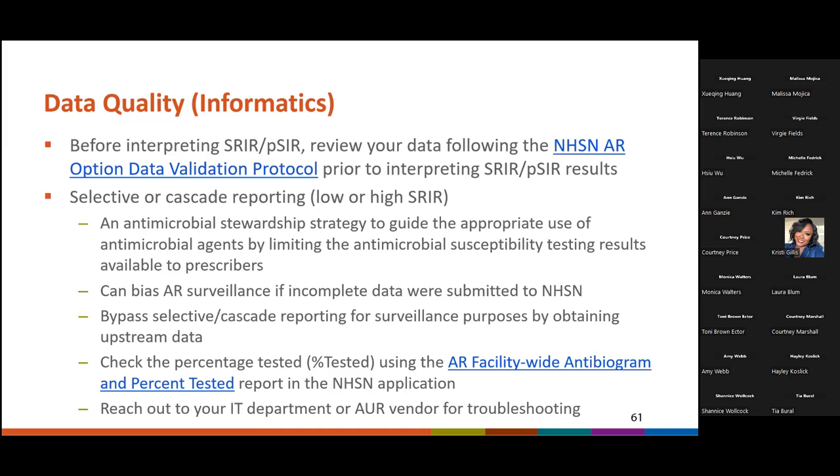We recommend checking the percent tested for the drug of interest using the AR antibiogram and percent tested report available on the NHSN application. And if the percent tested is low for certain phenotypes, reach out to your IT and surveillance vendor for troubleshooting.